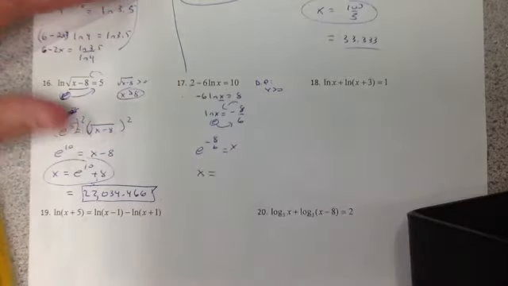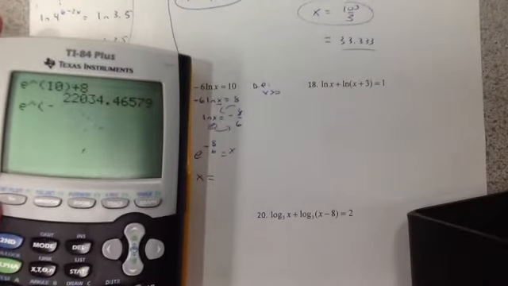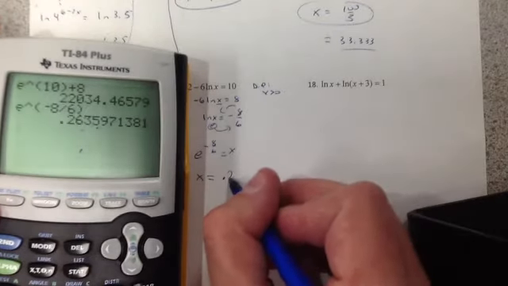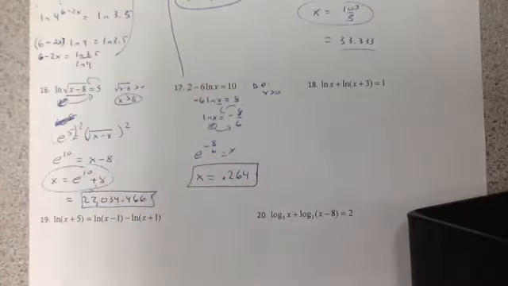That's just type that in your calculator: e to the negative 8 over 6. And I get 0.264. And there we have it.